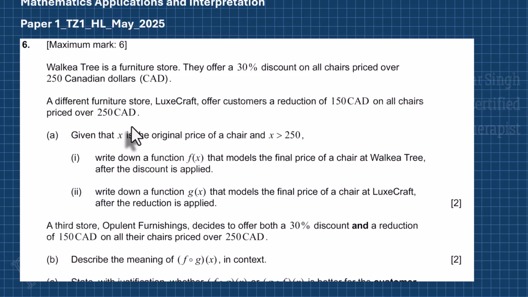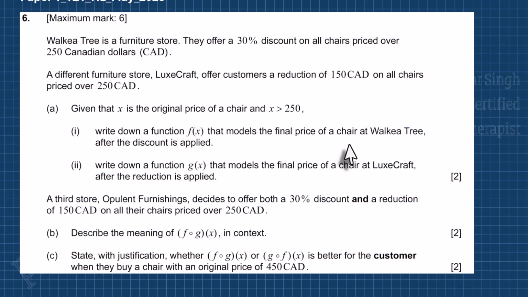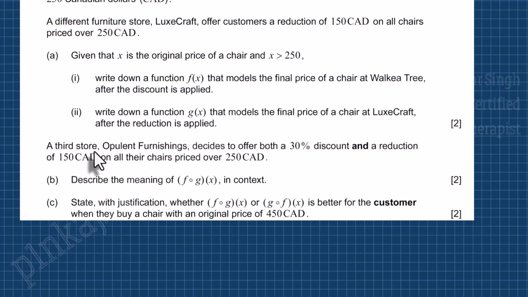So based on this information, I'm supposed to write the equations f of x and g of x. After that, there is a third store, Opulent Furnishings, which decides to offer both a 30% discount and a reduction of 150 Canadian dollars on all chairs priced over 250 Canadian dollars. Now I need to identify the meaning of f of g of x, and which will be the more profitable purchase, f of g of x or g of f of x, if the price of the chair was 450 Canadian dollars.